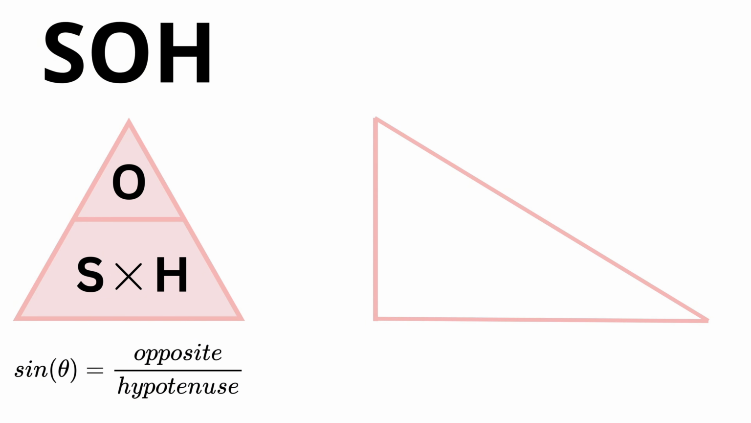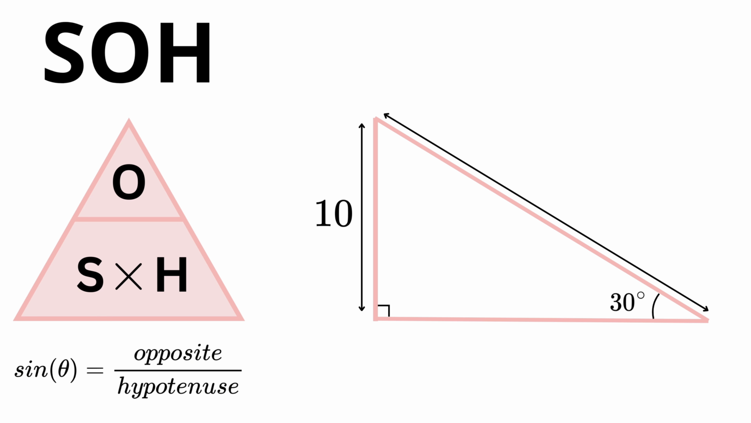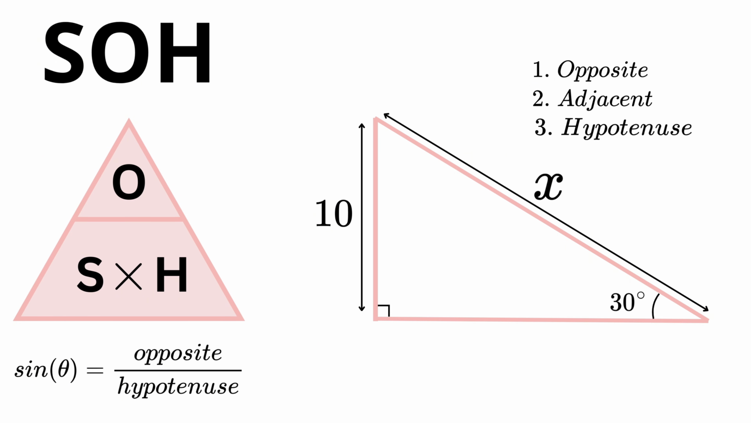But let's take a look at this triangle. It has a right angle, one angle of 30 degrees, a side length of 10, and an unknown side length of x. When we're presented with this kind of problem, the first thing we need to do is label the sides. The side opposite the given angle is called the opposite. The side between the given angle and the right angle is the adjacent. And the side opposite the right angle is called the hypotenuse.